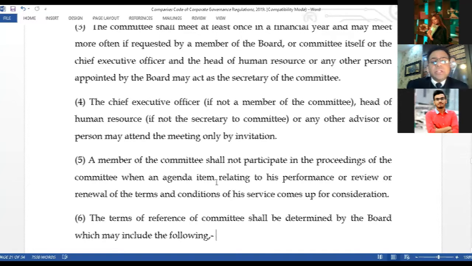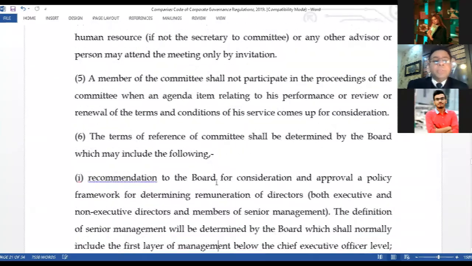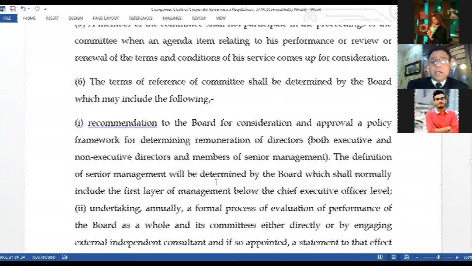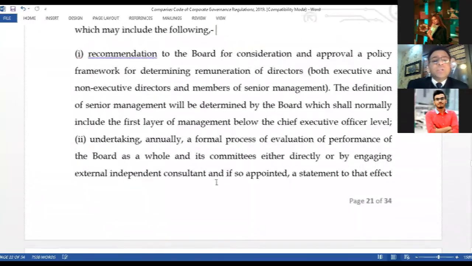Now, sub-regulation 6 of Regulation 28, which deals with the HR and Remuneration Committee. We will look at sub-regulation 6. The terms of reference of the committee shall be determined by the board, which may include the following. Earlier on, we have been through the audit committee, and in that committee, we discussed their terms of reference. For this HR and Remuneration Committee, subclause 6 enumerates different TORs which are relevant to the working of this committee.